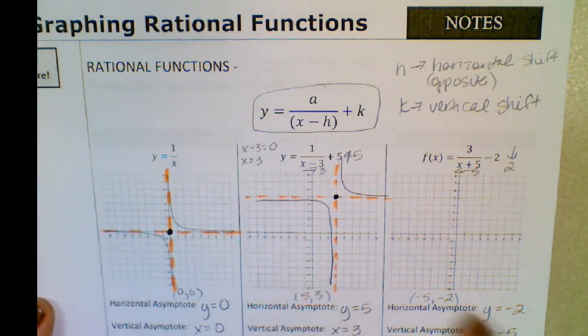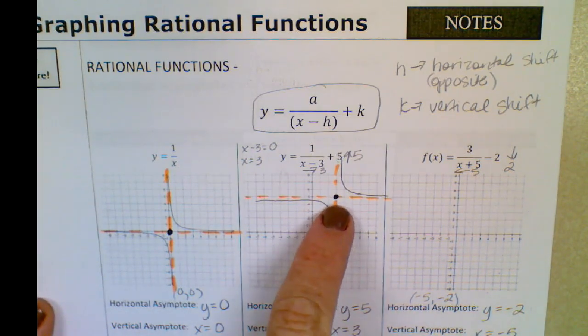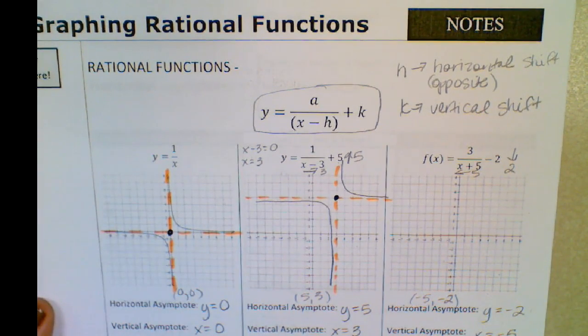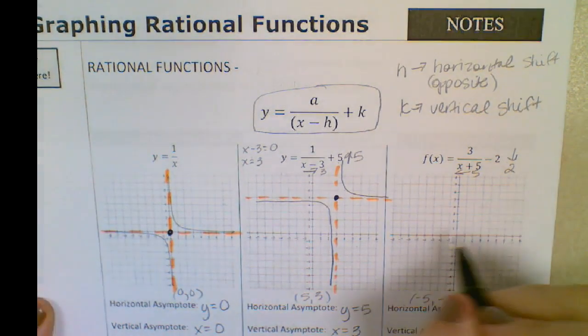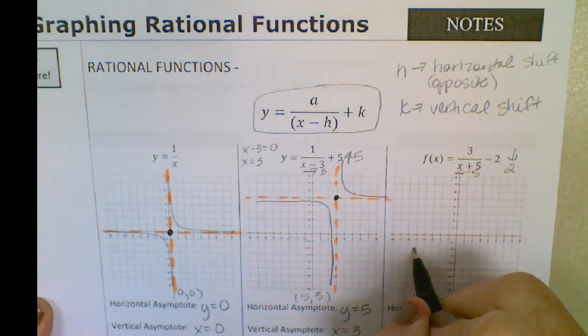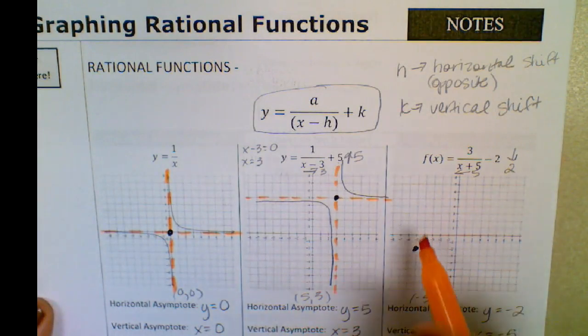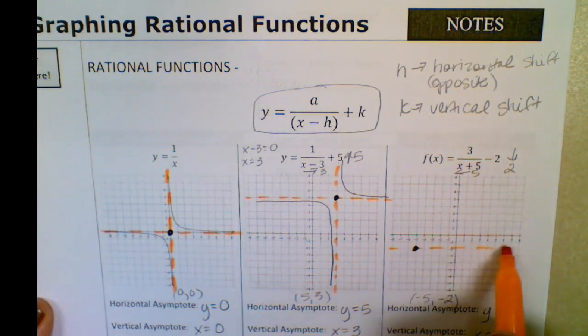So I hope you see the relationship between the asymptotes and that kind of middle point, which is not actually a point on your graph. It's just kind of a midway point for us to get our graph started. So we're going to put that point at -5, -2. And we can go ahead and put our asymptotes in right there.